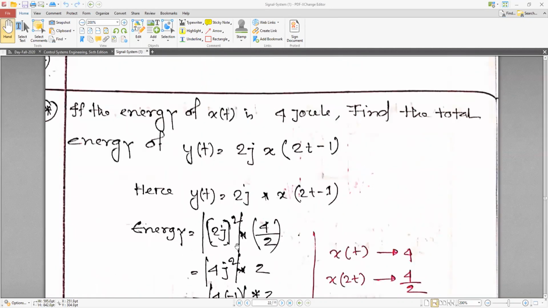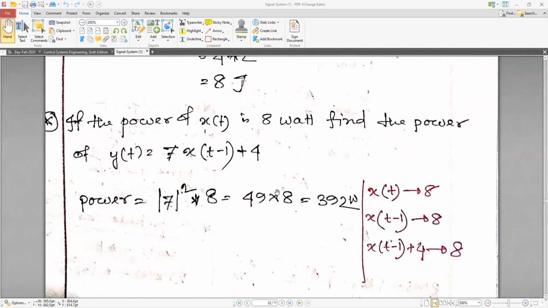If the energy of x(t) is 4 joules, find the total energy of y(t) is equal to 2j x into 2t minus 1. If the power of x(t) is 8 watt, find the power of y(t) is equal to 7x(t minus 1) plus 4.